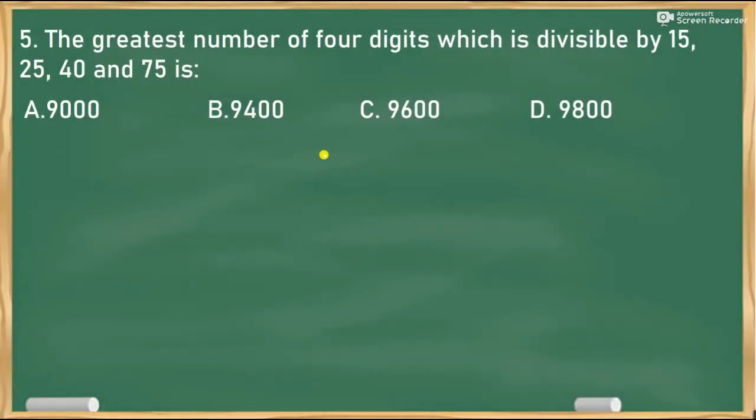So fifth question on your screen. Now if you see, the greatest number of 4 digits which is divisible by 15, 25, 40 and 75. Now here they are asking you to find a 4-digit number which is greatest and it has to be completely divisible by 15 as well as 25, 40 and 75.